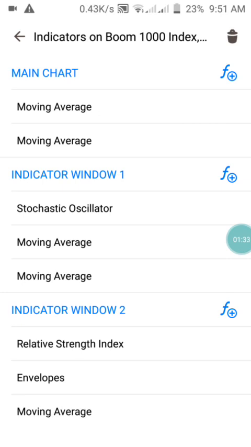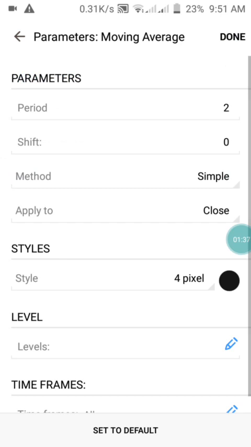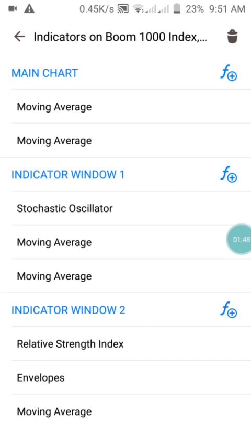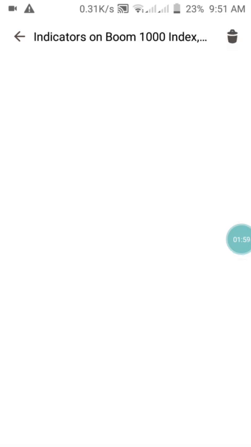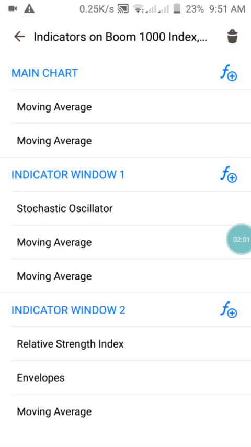Then let's move to the moving average, still in indicator window 1. The first moving average has a period of 2, a shift of 0, method simple, apply to close, and we have black as our color. It doesn't have any level, so we press done. Then we move to another one, which is the moving average again. We have a period of 1, shift of 0, method simple, apply to close, and the style is yellow.